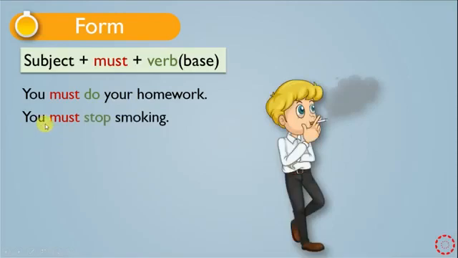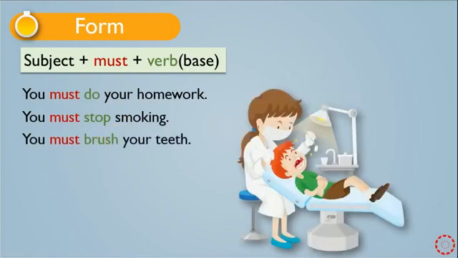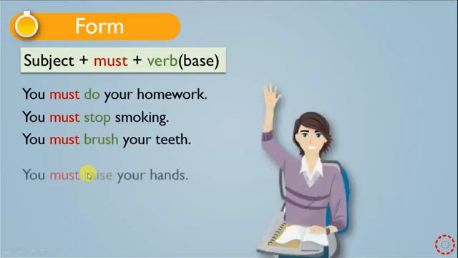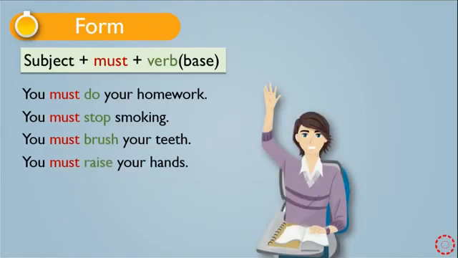The second example. You must stop smoking. Stop is the base form of the verb. You must stop smoking. Another example, you must brush your teeth. Brush is the base form of the verb. You must raise your hand. We use the base form of the verb after must. We have the subject, and then we have must followed by the base form of the verb.